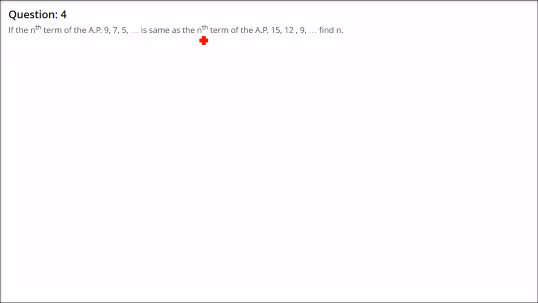If the nth term of an AP 9, 7, 5 and so on is same as the nth term of the AP 15, 12, 9 and so on, find N. So how to do this? See, what is the nth term of this AP? A plus N minus 1 into D. So what is A here? 9. So 9 plus N minus 1. What is D here? See, 7 minus 9, that is minus 2.